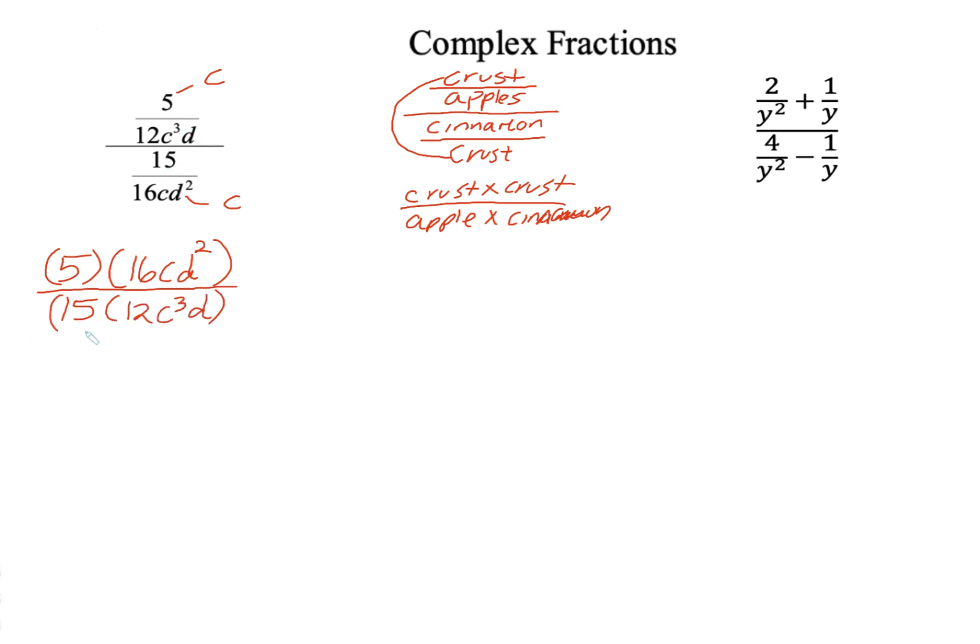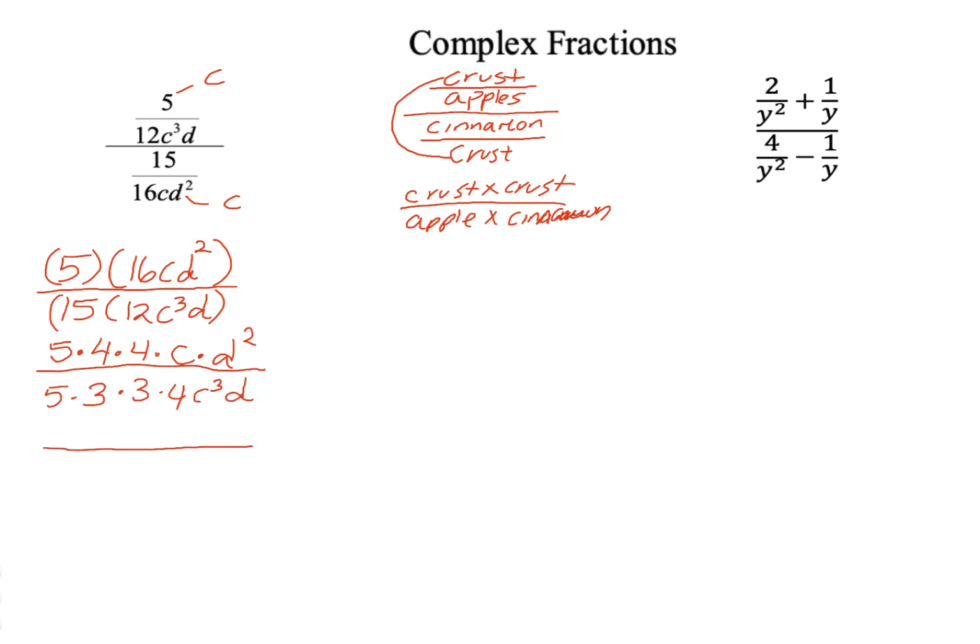Now I'm going to do this without a calculator. In these classes, students tend to use a calculator, but I'm not going to use a calculator today. So I'm just going to expand this. 5 is just 5 times 1, which is 5, times 16 is 4 times 4. And then I have times c times d squared. And then 15 is 5 times 3, and 12 is 3 times 4. And then I have c to the third and d.